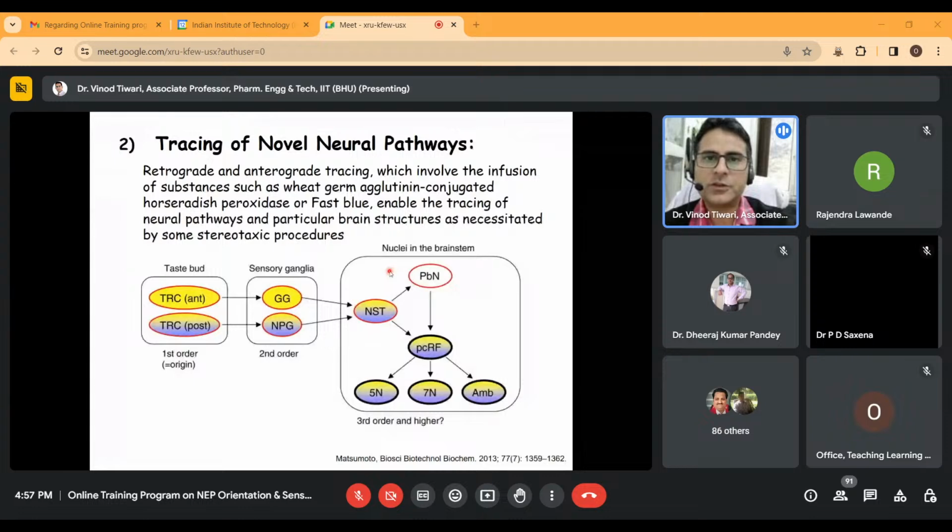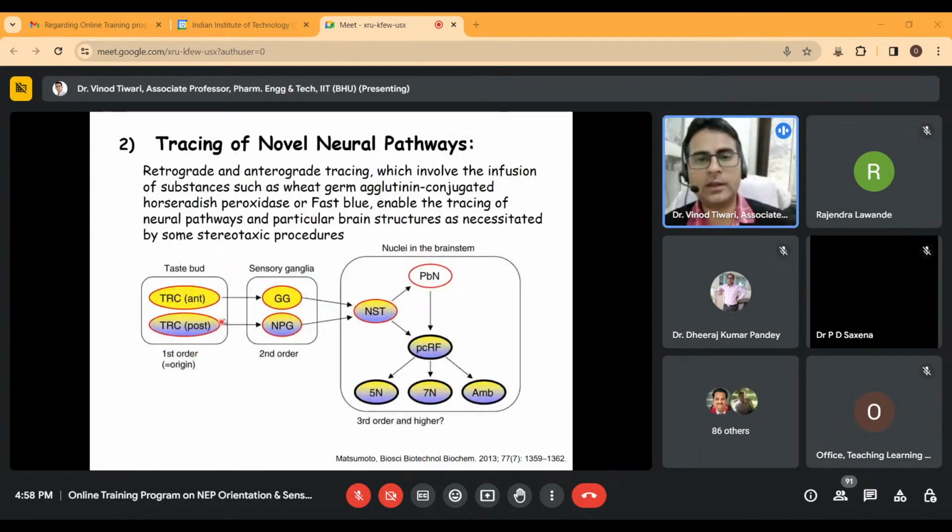The second important application of this technique is the tracing of novel neural pathways. Now we understand that everything is connected at a neuronal or non-neuronal level, from the brain up to the spinal cord and into different tissues. To understand this, for example, there are different kinds of neurons present. First order neurons, for example, in the case of taste buds: we can taste different kinds of food. How? With the help of taste buds. Why are we able to do that? Because we have neurons present on the taste buds. So these are the primary order neurons or first order neurons.